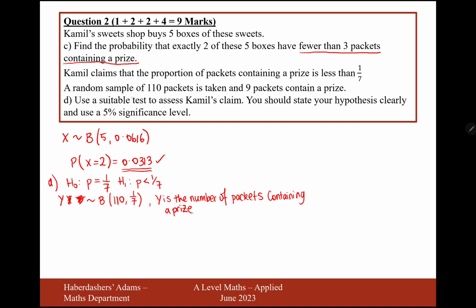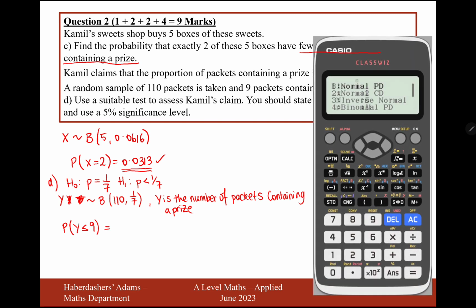Okay, so we found that out of these 110 packets, 9 contain a prize. So what we're going to test for here is the probability that y is less than or equal to 9, because it's always a region that we're testing with the hypothesis test, and if 9 packets containing a prize is a low value, then so will 8, and so will 7, etc. So we're always testing a region, and in this case, because the probability is being reduced, we're looking for the probability that y is less than or equal to 9.